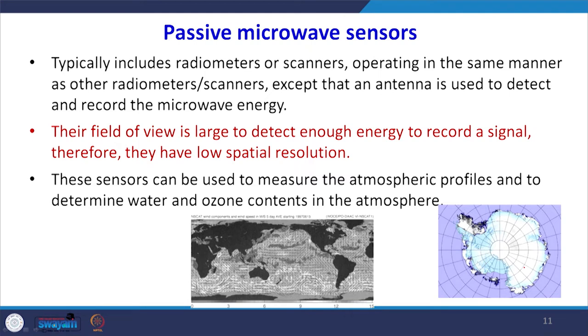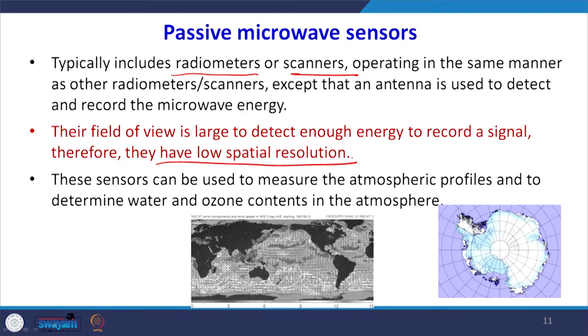So that means they are recording the energy which is emitted from the object itself. And these are radiometers or scanners. They are working in the same way as the field spectroradiometer I have shown you. They are mounted on the platform, and their field of view is large to detect the change in energy due to the variation in temperature, but they have low spatial resolution. So you can get a very large area covered at a low spatial resolution and then carry out the analysis.